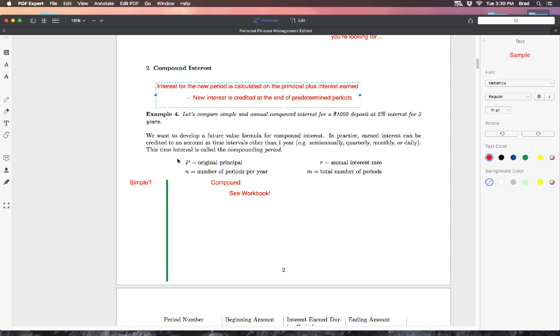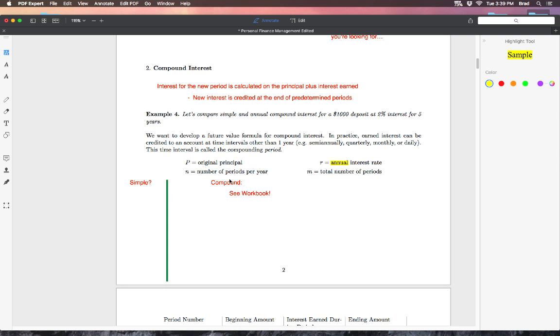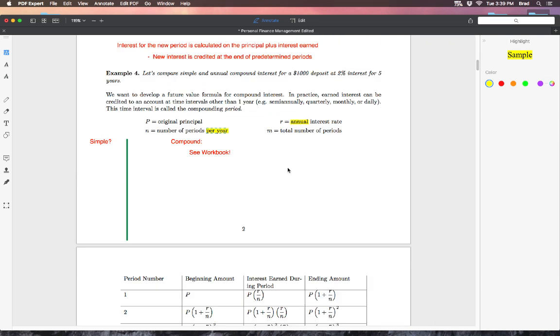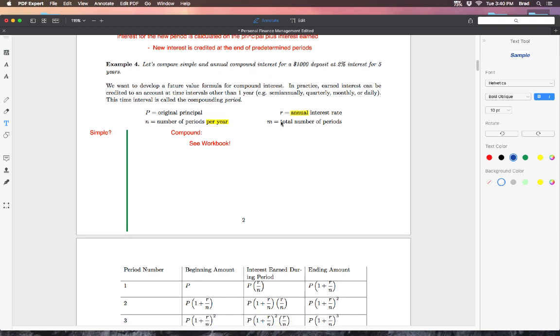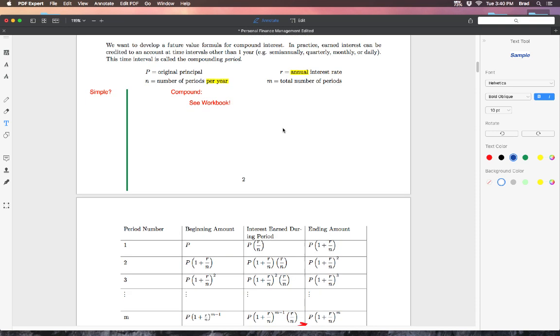Here I've denoted a few variables to stand for some basic things: the principal, the annual interest rate, which is going to be key here, and the number of periods per year. And then the total number of periods, M, which is equal to N times R. If we think about that, pause it and make sure you understand that.